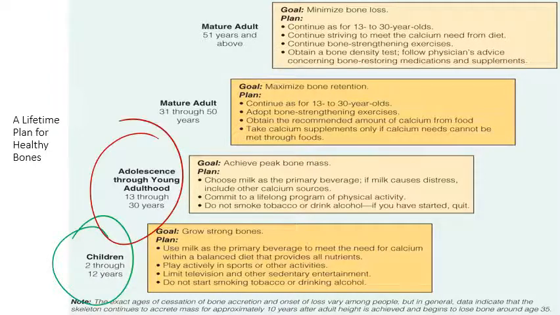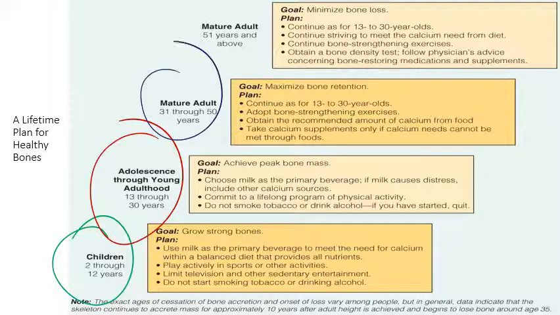Adolescents and adults, age 13 through 30. The goal is to achieve peak bone mass. The plan is to choose milk as the primary beverage. If milk causes distress, include other calcium sources. Commit to a lifelong program of physical activity. Do not smoke tobacco or drink alcohol. If you have started, quit.